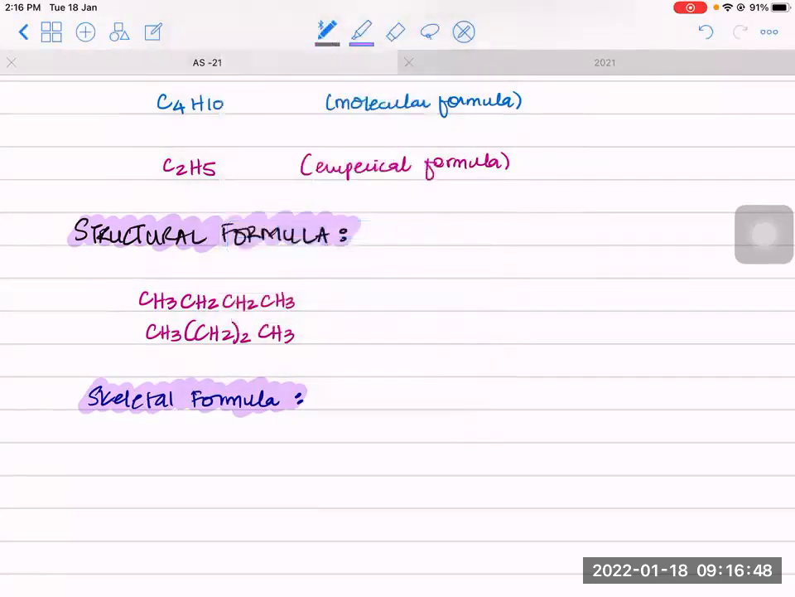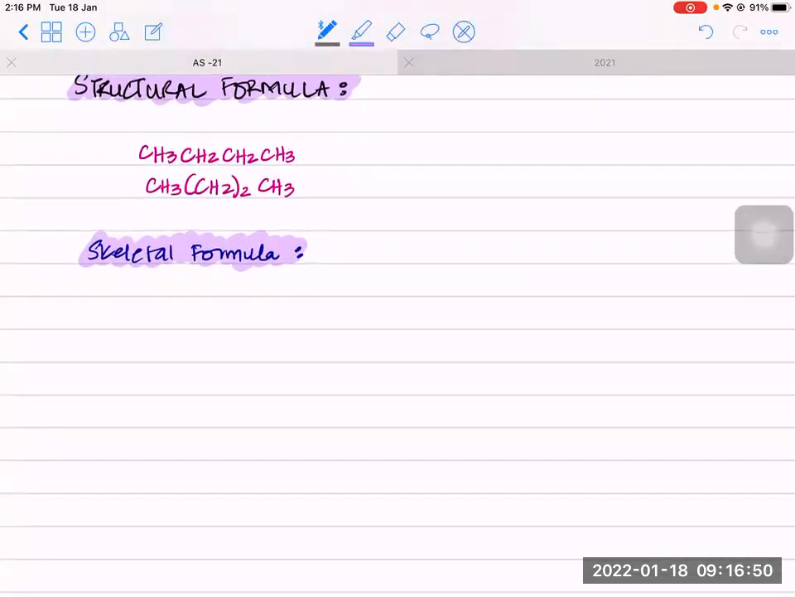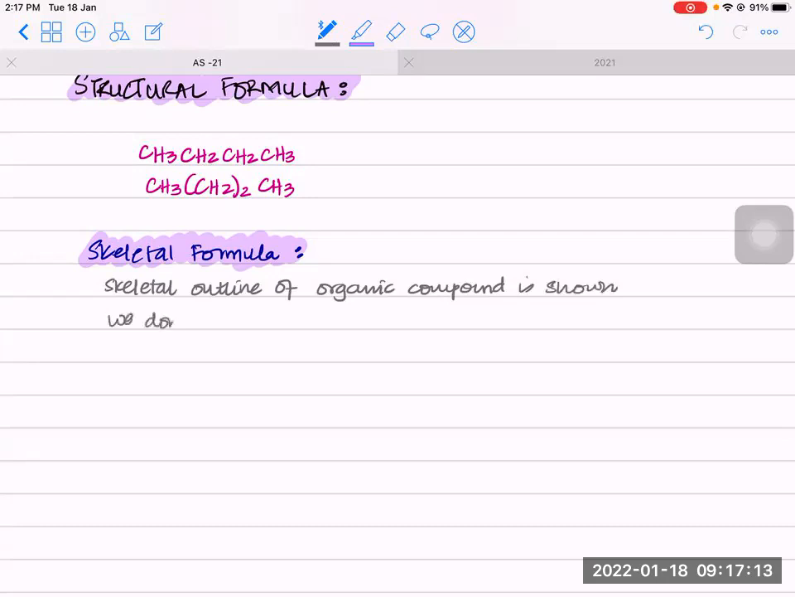What is the skeletal formula? The skeletal formula is where no carbons or hydrogens are displayed. It shows the skeletal outline of the organic compound. So we do not show the carbons and the hydrogens attached to the carbon. You only show the skeletal outline.